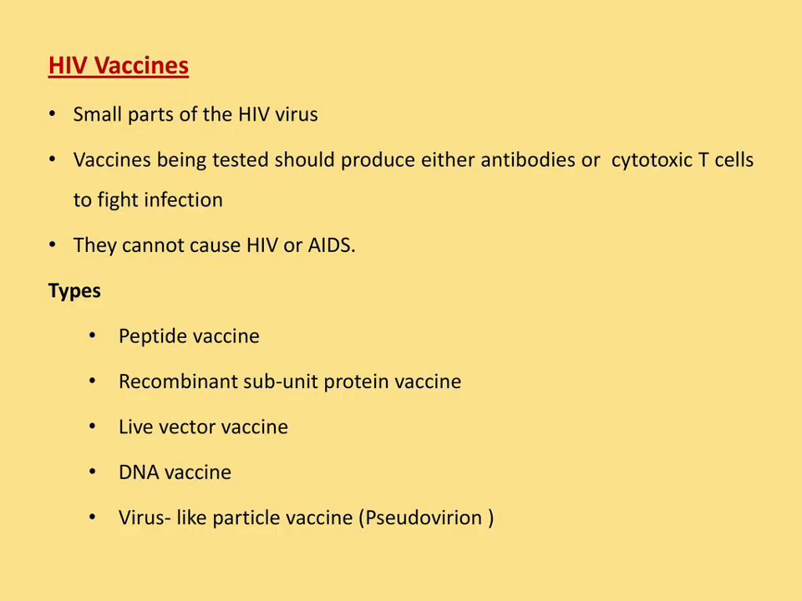HIV vaccines. The vaccines being tested should produce either antibodies or cytotoxic T cells to fight infection. They can't cause HIV or AIDS. Types: peptide vaccine, recombinant subunit protein vaccine, live vector vaccine, DNA vaccine, and virus-like particle vaccine.